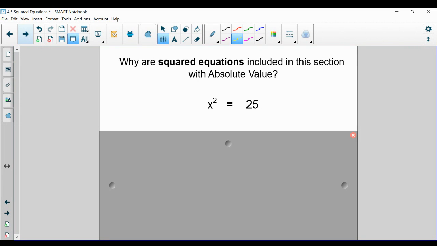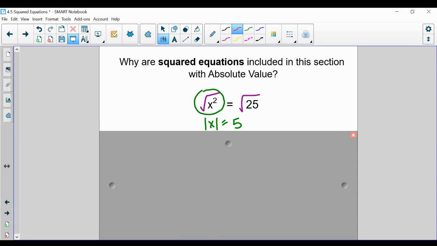So you might be wondering why squared equations are included in the same section as absolute value equations, and here's the reason why. You know that in order to undo a perfect square, remember that's our exponent of 2, we are going to take the square root of both sides of the equation. That means that we're looking for what times what equals 25. So what we're going to do here is turn this situation into the absolute value of x. And I know the square root of 25 is 5.